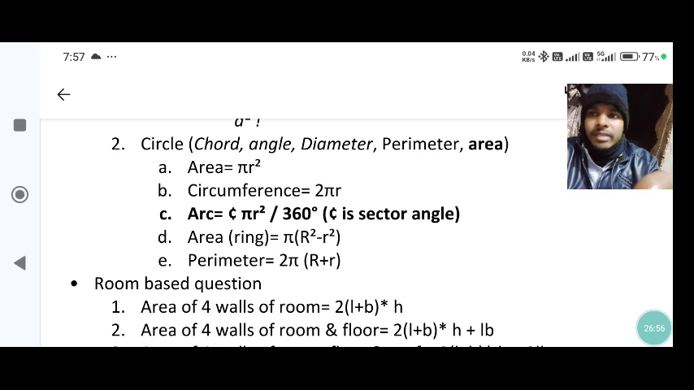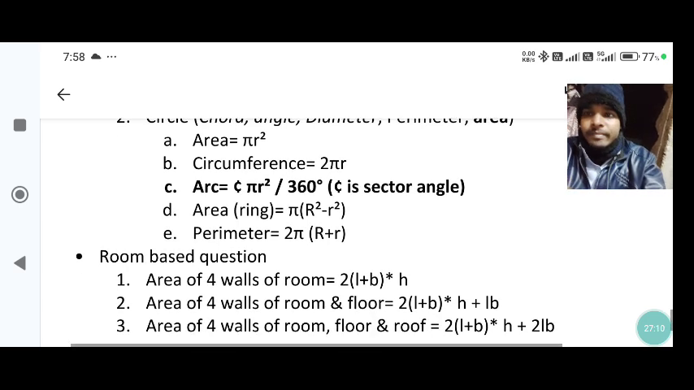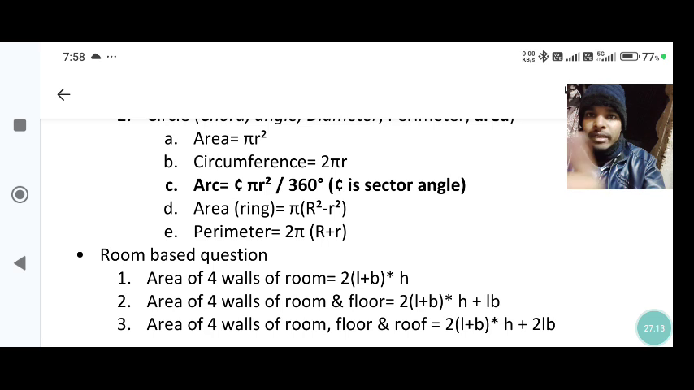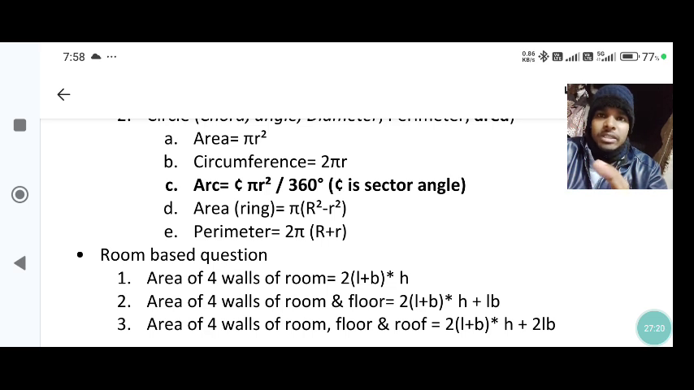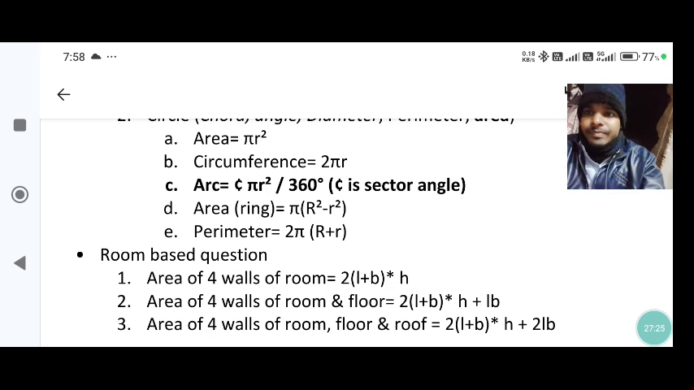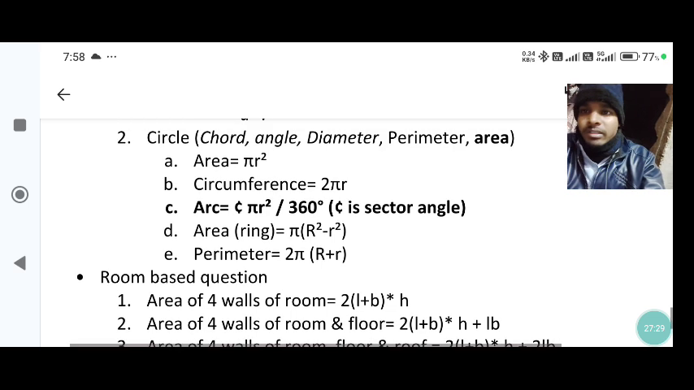Now coming to the circle portion. In a circle we can measure chord, angle, diameter, the perimeter and the area. The area of a circle is pi r square. The circumference is 2 pi r. For any sector it is theta by 360 into pi r square. And the area of any ring is pi into the difference of the squares of their radii. For the perimeter it is 2 pi into the sum of their radii.